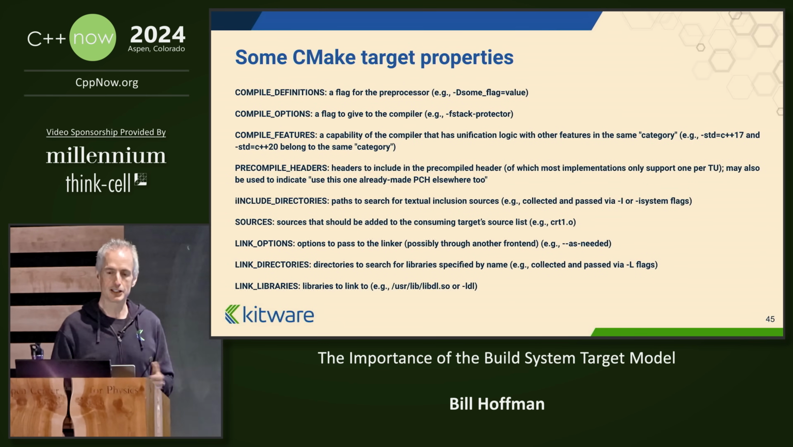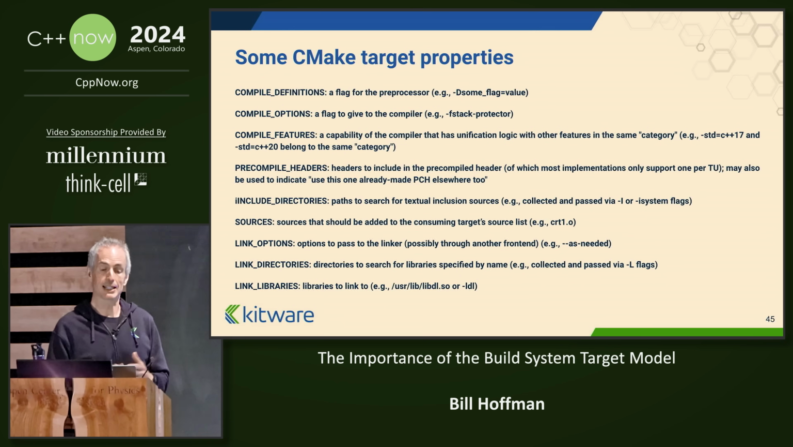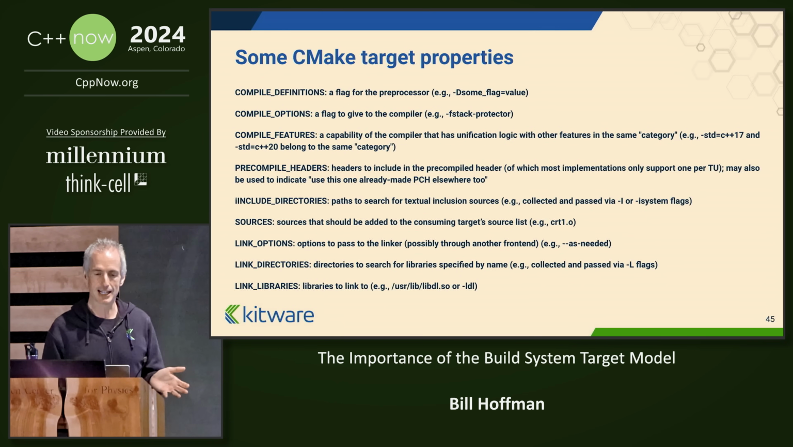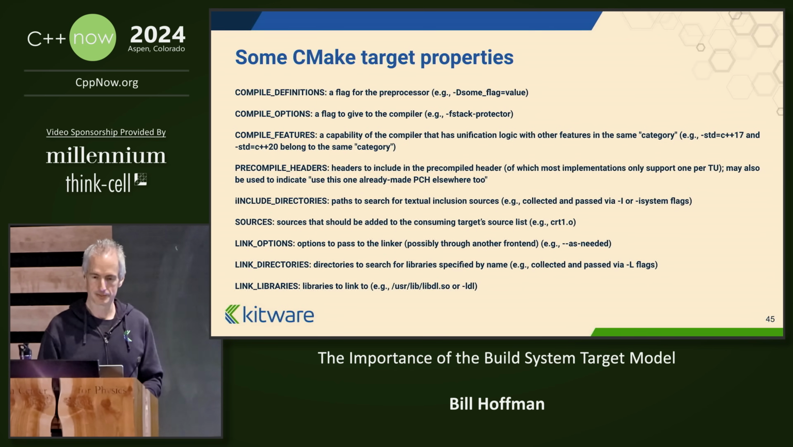So some common target properties. You can set compile definitions, -D flags, compiler options, compiler features, which C++ standard you're using, or you can get even finer granularity, precompiled headers, the include directories, the sources, link options, link directories, link libraries. There's a whole bunch of properties here on the targets.